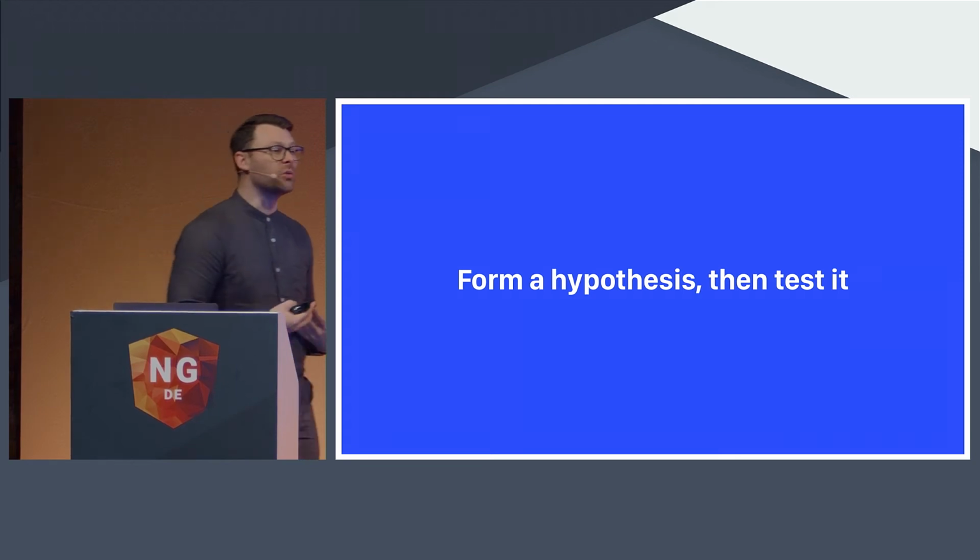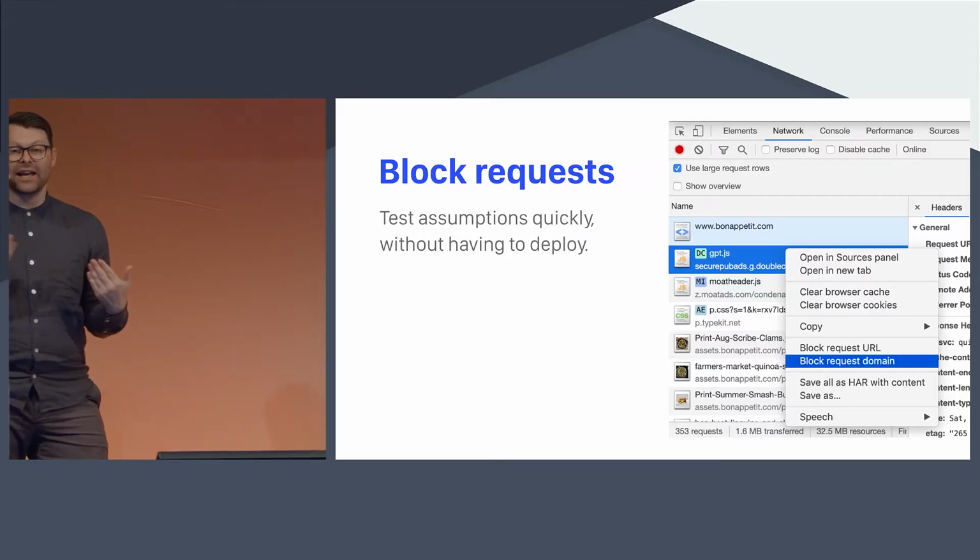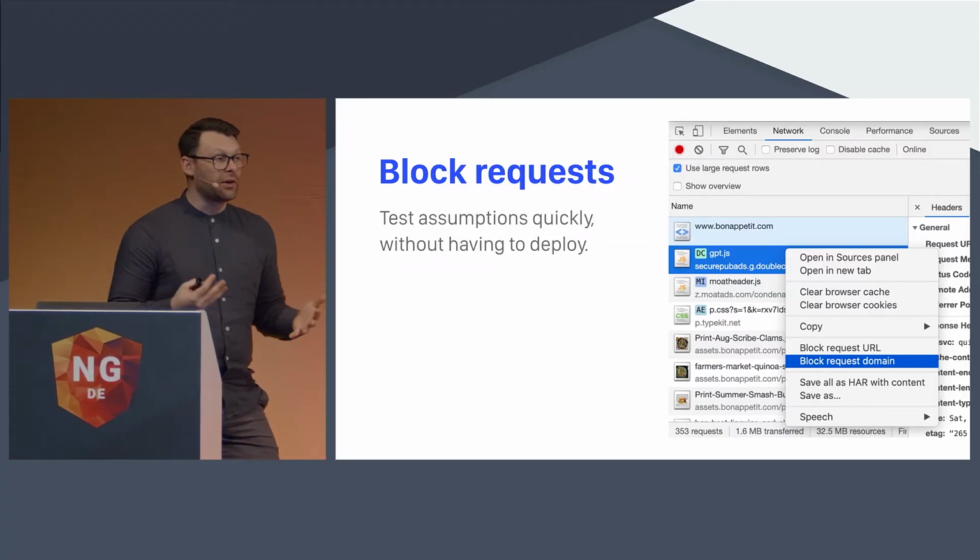When we're doing performance work, it can be really easy to have a theory and fall into a trap, then try and deploy it, and then it doesn't work, and you're left fairly disappointed. So what I'd like to encourage you to do is to form a hypothesis and then test that, and try and do that as quickly as you can without having to deploy, without wasting that time. One way that you can do that is right there in your DevTools.